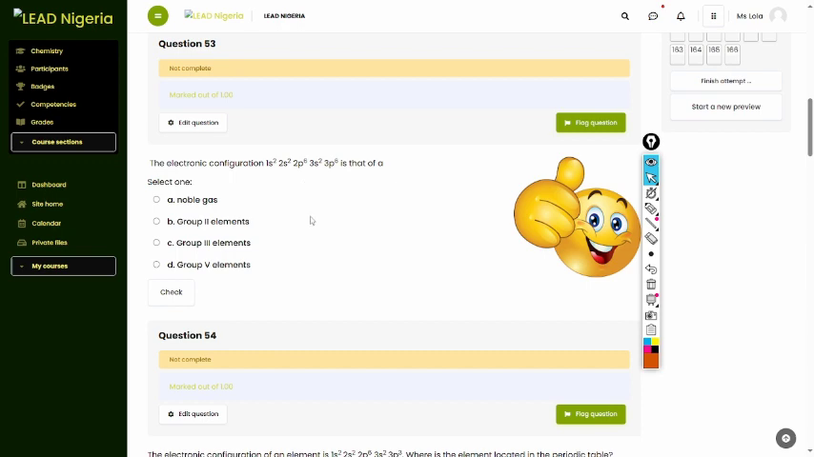And remember the octet rule. The 8 electrons means that the atom has become stable, and so it doesn't need to lose or gain electrons. And stable atoms are usually called noble gases. They belong to group 0 or group 8. So the correct answer is A.